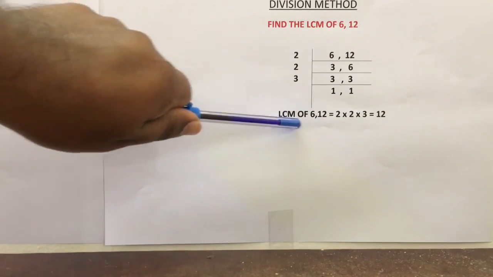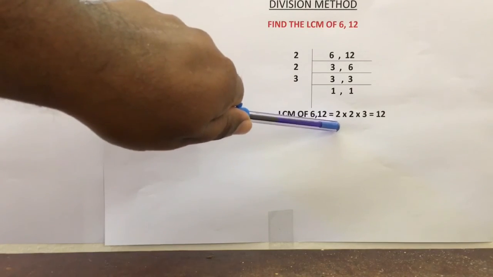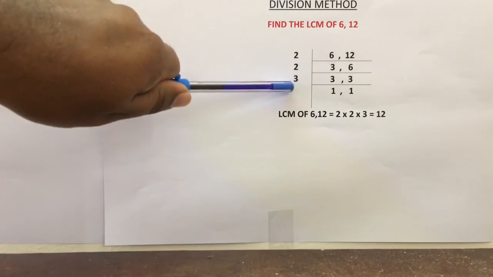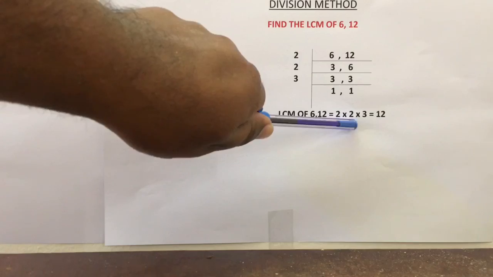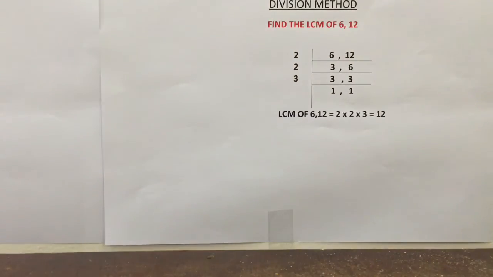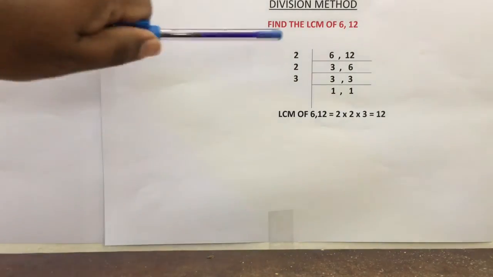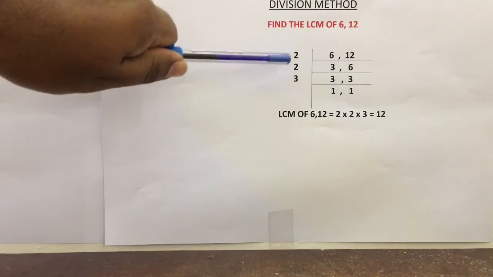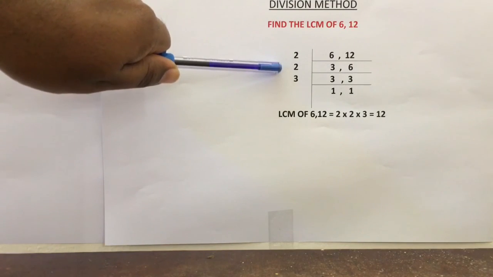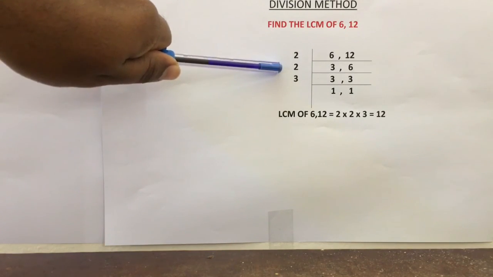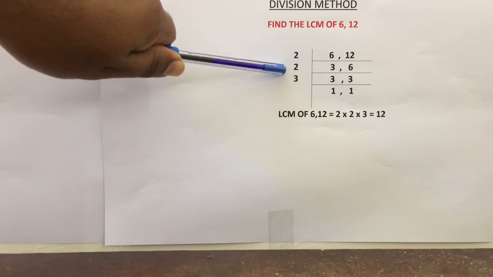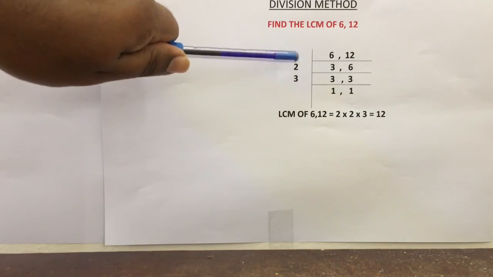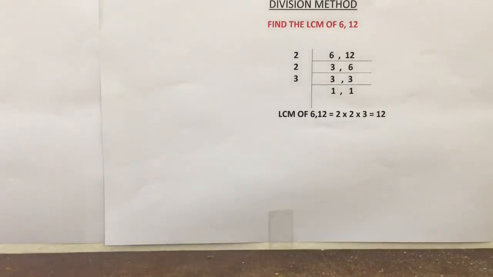Now the LCM of 6 and 12 equals, you have to multiply the prime factors. 2 into 2 into 3, that is equivalent to 12. So this division method is very easy for finding the LCM of even the largest numbers. So now we commonly use this division method to find the LCM.